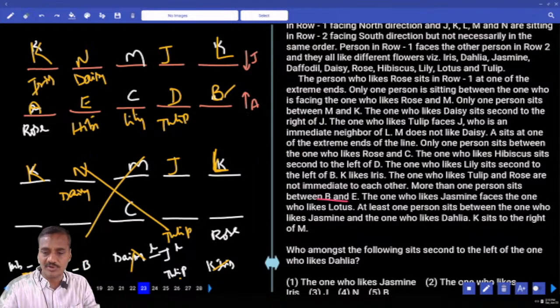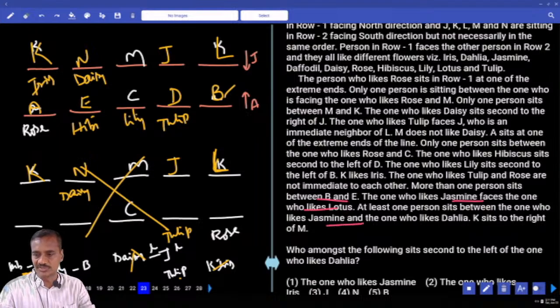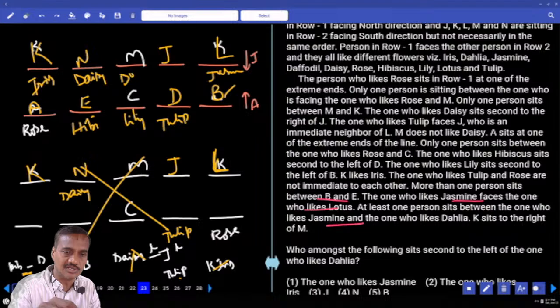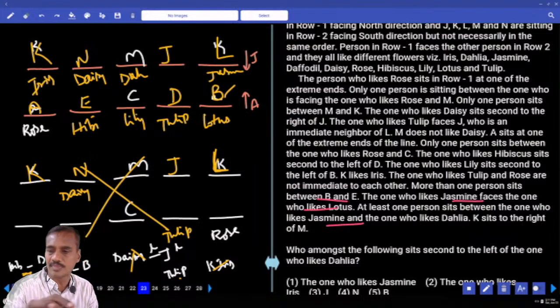Then these two are opposite to it. The one who likes jasmine faces the one who likes lotus, so jasmine and lotus are opposite to each other. And at least one person sits between jasmine and dahlia. One person between jasmine and dahlia means this must be jasmine. If this is jasmine, this is dahlia, and if this is dahlia, this is lotus. What else is left over here? Daffodils. Now J likes daffodils.